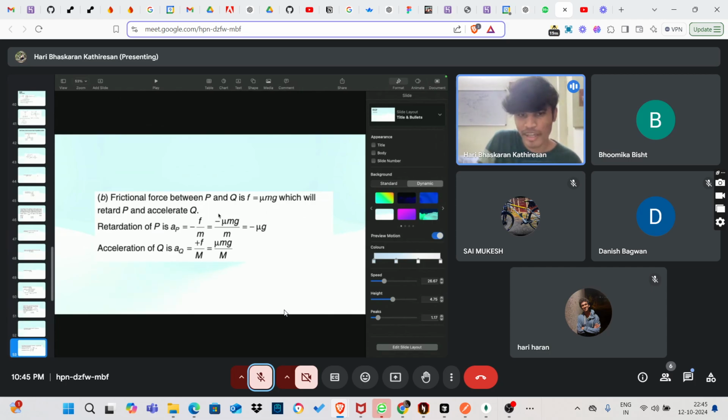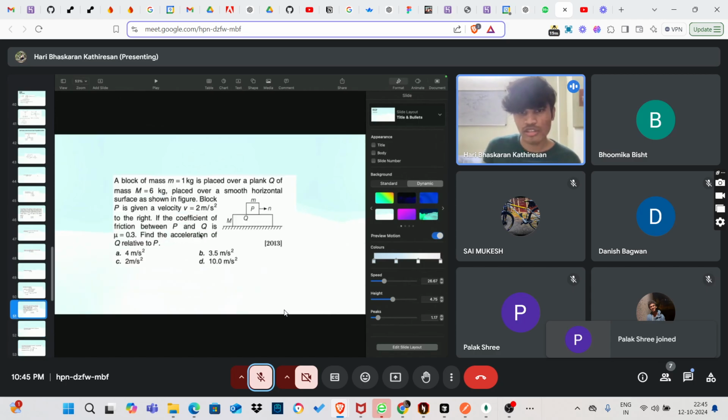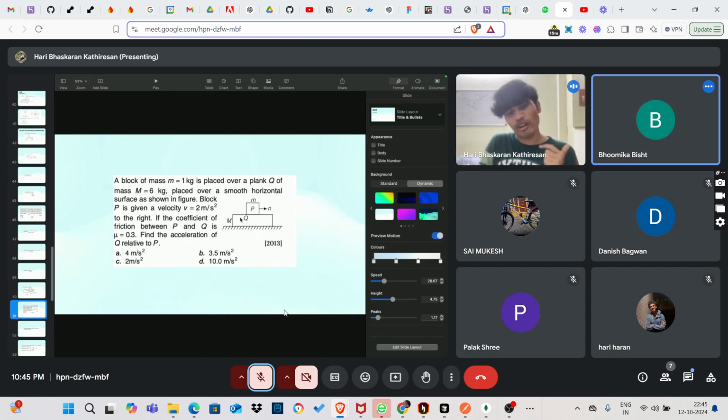See, the friction force is the same, right? Only the direction is changing, and the force is nu mg for both of them. For capital M, it's towards the right. For small m, it's towards the left. And what we need to find is the relative acceleration of P and Q. To find the relative acceleration, we need to find the acceleration individually, right? Since the friction is the same, acceleration is simply F divided by capital M for Q, and F divided by small m for P. Did you get it?